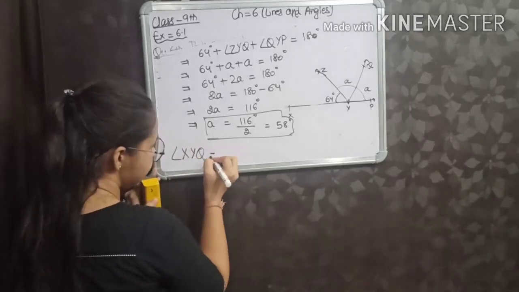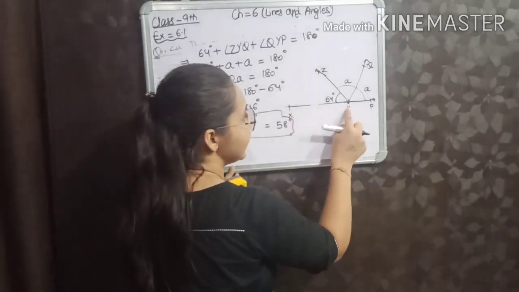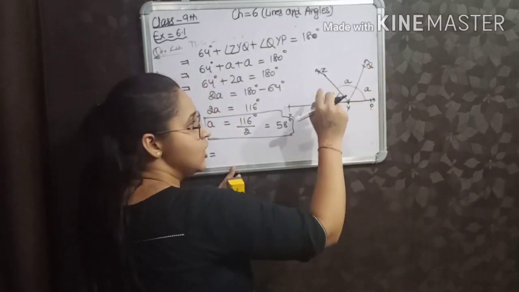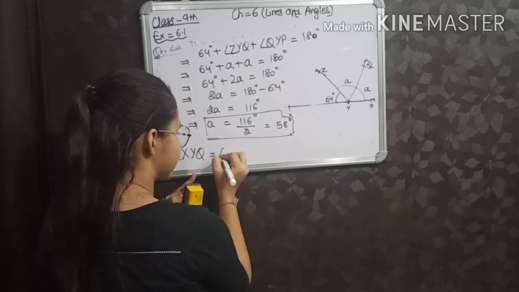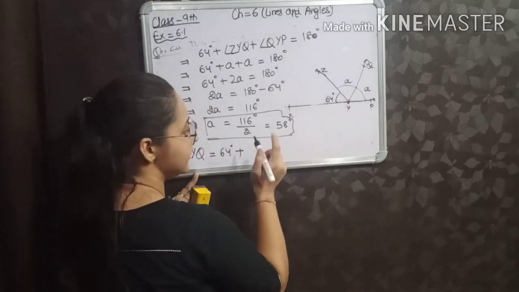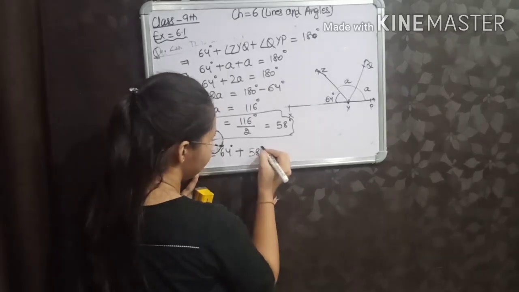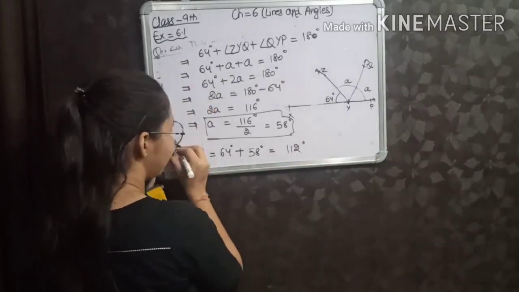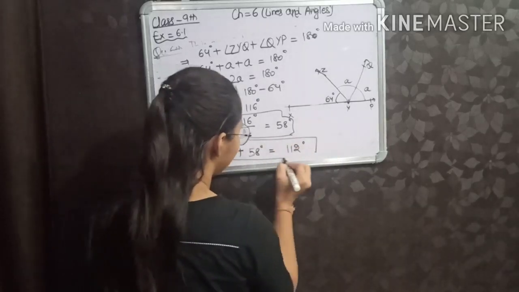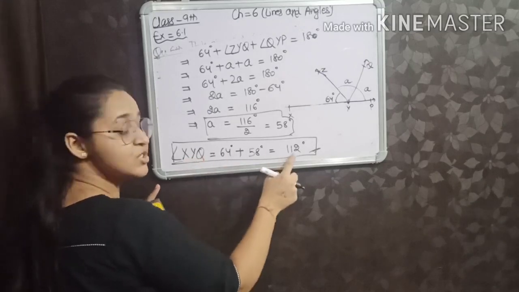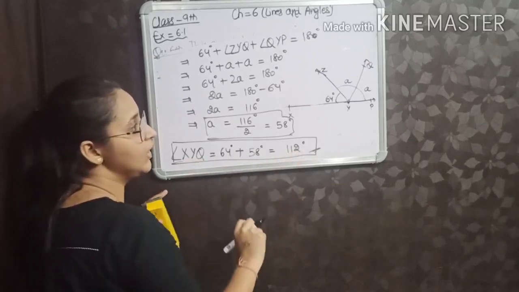Now the question was, we have to find angle XYQ. See, angle XYQ is made up of these two angles. So this is 64 degrees plus this is A, and A is 58 degrees. So it will give you 112 degrees. First part is done. Angle XYQ is equal to 112 degrees.